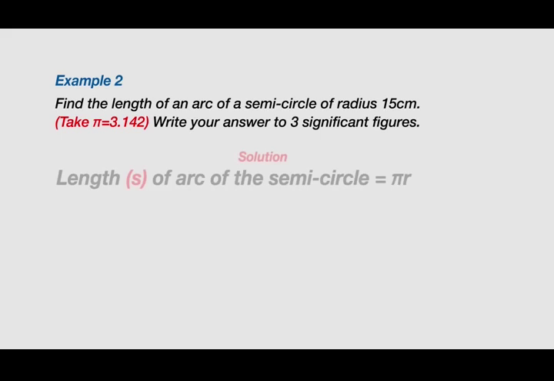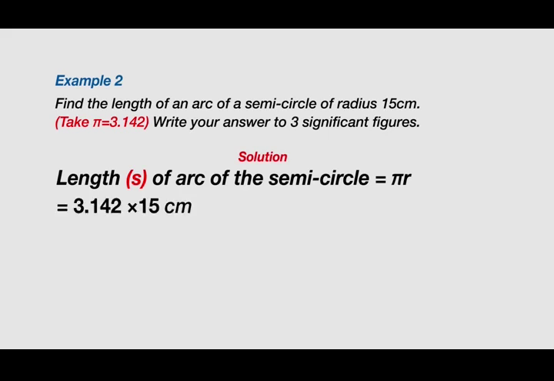The length S of the arc of a semicircle is equal to pi r, which we saw earlier. Pi from the question is 3.142. The radius is 15. So when we multiply, we are getting 47.13 centimeters. But if you are writing your answer to 3 significant figures, it means you can have only 3 figures. So that gives us 47.1 centimeters.